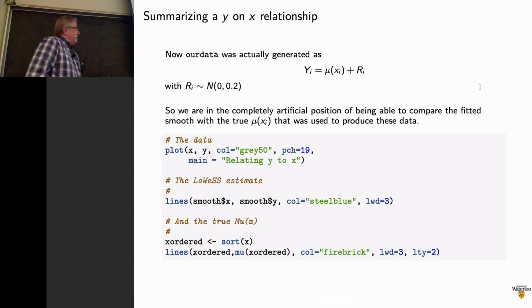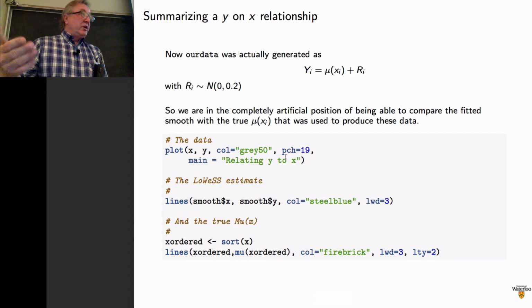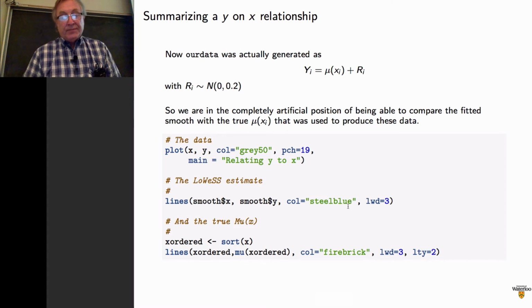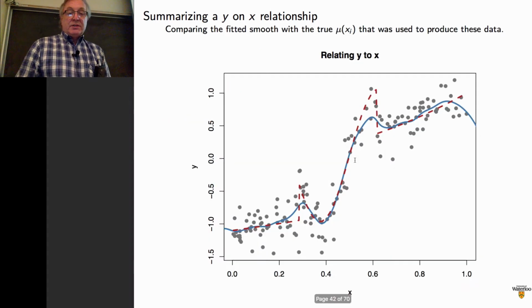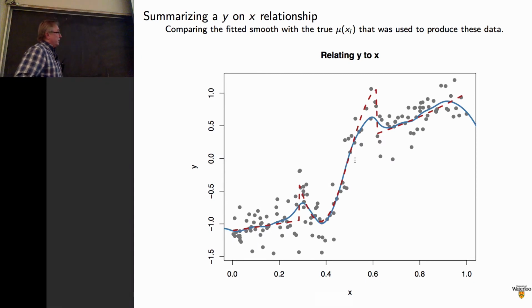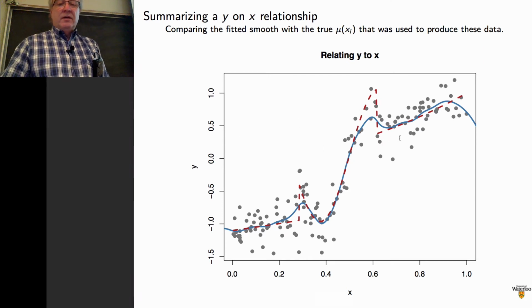So this data is fake data that I generated. So we're in the strange position of actually knowing what mu of x is. I generated this data using normally distributed residuals and a particular function for mu of x, which means I can actually go and get the function, and it's hidden away here. I've got a mu function that calculates that, and see how it looks compared to the smooth. So the data were generated according to that red dashed function. Okay? And our estimate is this blue smooth curve.